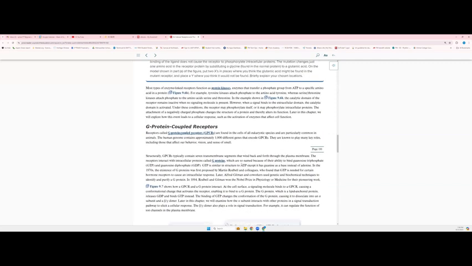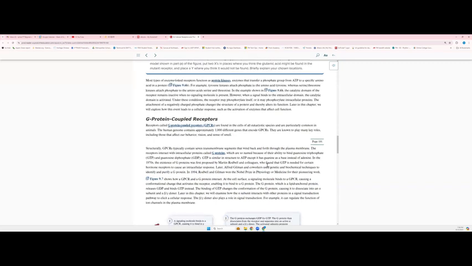Another type is the G protein-coupled receptor. G protein-coupled receptors are found in the cells of all eukaryotic species, and are very common in animals. They are very important for mammals. For example, the human genome has approximately 1,000 different genes that encode GPCRs. They play a lot of important roles in behavior, vision, and the sense of smell.